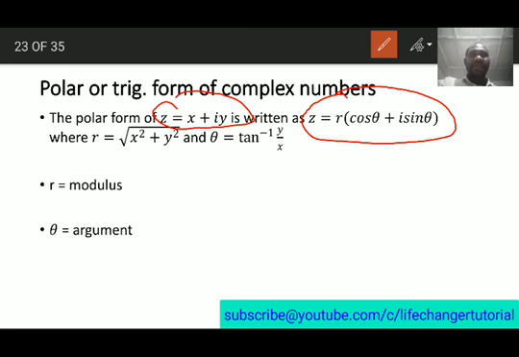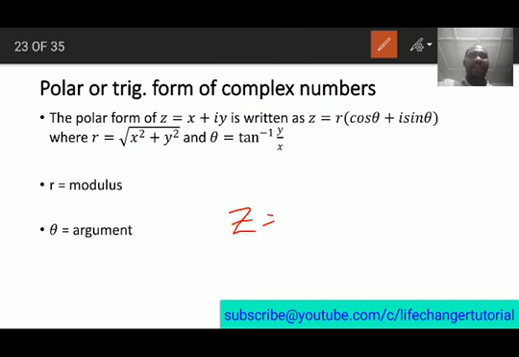Here, r is the square root of x squared plus y squared, and theta is tan inverse of y over x. Now r is called the modulus and theta is called the argument. So don't forget that z is equal to r into cos theta plus i sin theta. That's the polar form. The r, like I mentioned, is called the modulus, and the theta is called the argument.